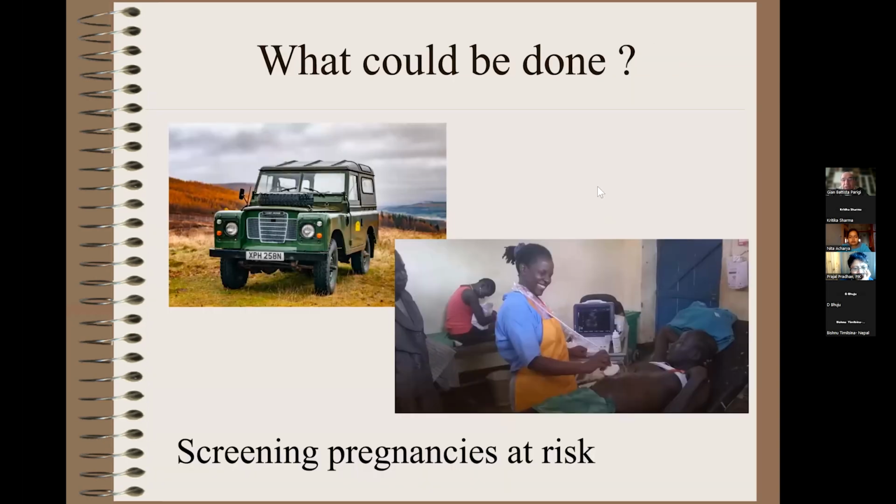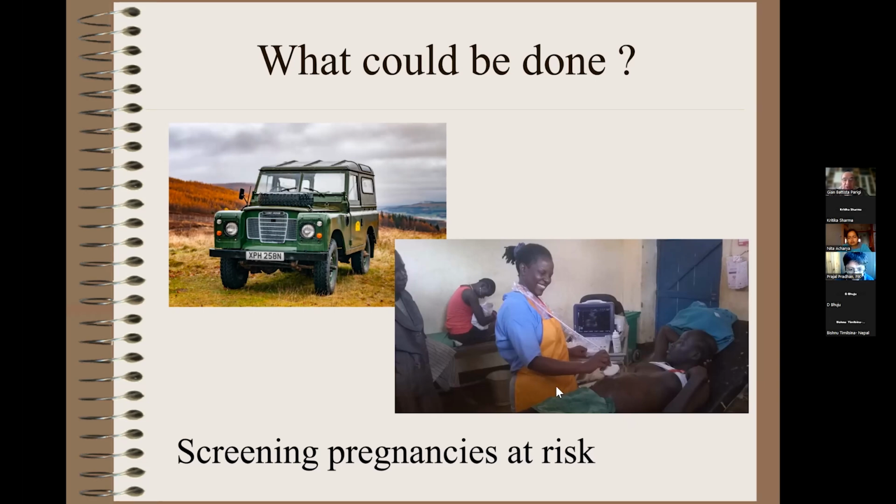What could be done? Which possibilities? A project we started, for example, in Kenya is a very simple one, taking four-wheelers and going around in the villages, performing ultrasound scan just to screen the pregnancy at risk. It is a very simple, not very expensive organization, and in this way you can detect which are the pregnancies at risk and address the mother to stay nearby a hospital to deliver in safety.